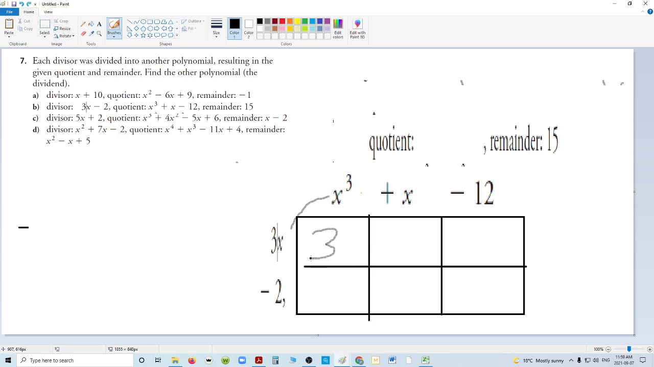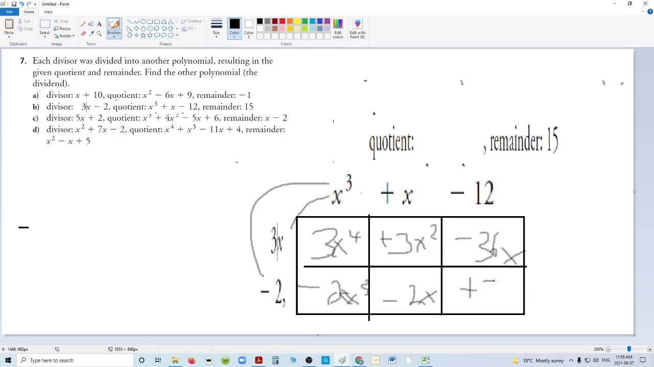So I get 3x to the 4 minus 2x cubed plus 3x. Oh, notice that we're going to be missing some stuff. So it's not going to all add up the way. Plus 3x squared minus 2x, and then we got minus 36x. It'll still work. And then you got plus 24.